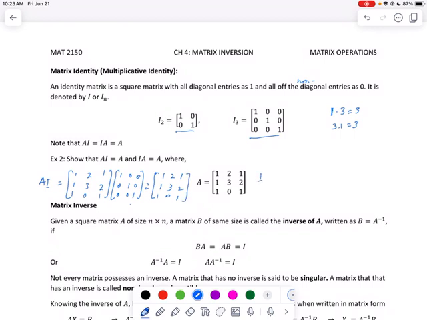And you can now show this on your own. So put the identity matrix first, and then the A matrix, and multiply out. You will notice that you get back your A.